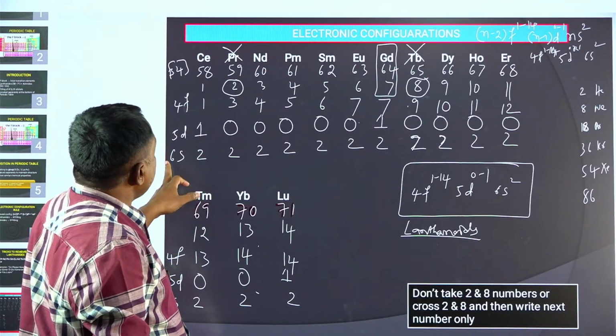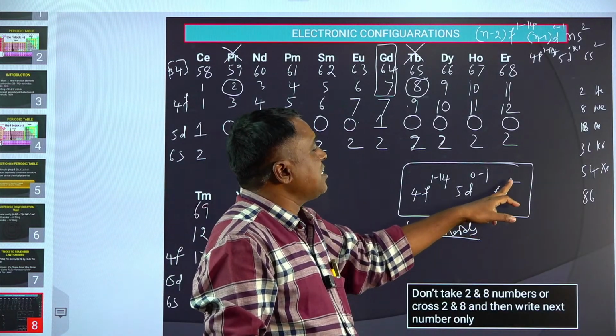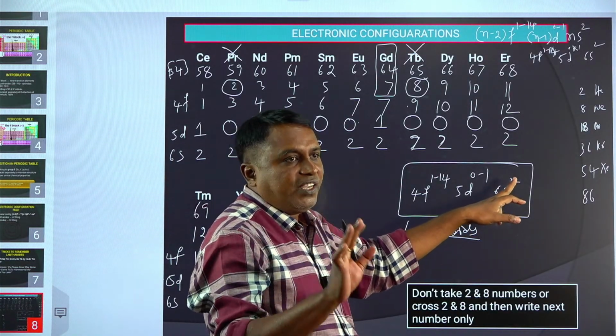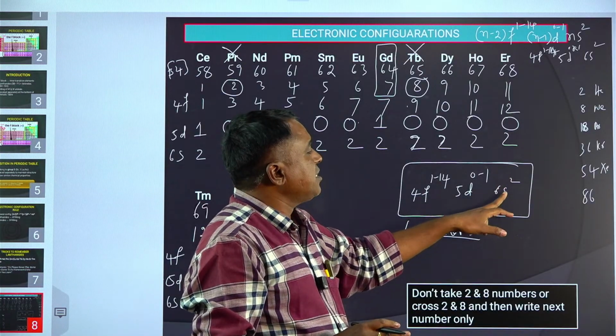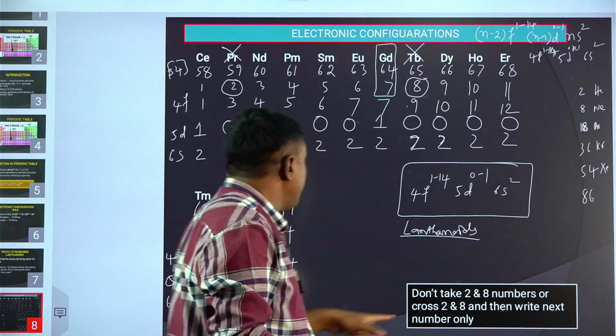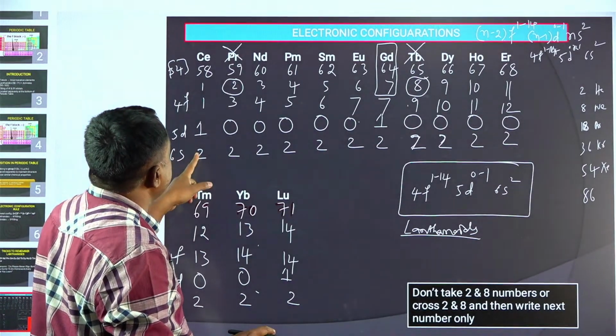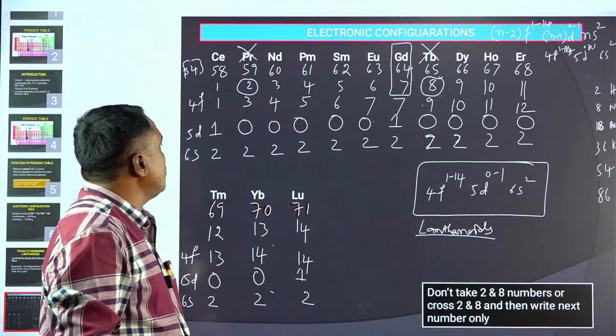Now in case of electron configuration, 6s electrons are fixed. In every element of the lanthanide series, the 6s orbital should have 2 electrons. Therefore, you write 2 for 6s in every element, 2, 2, 2, 2, 2, 2, 2 only.